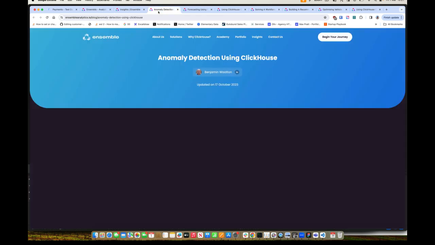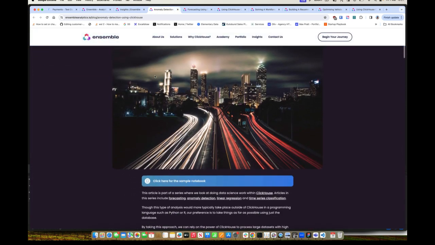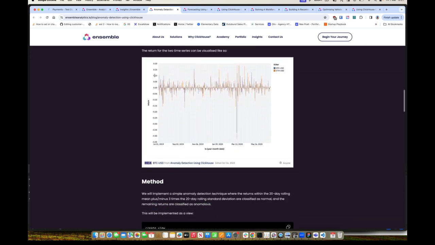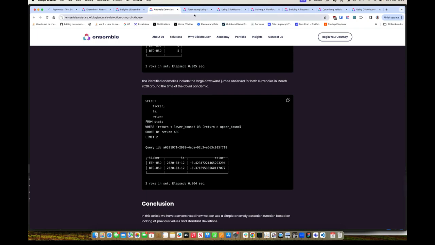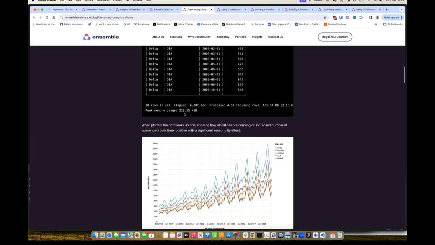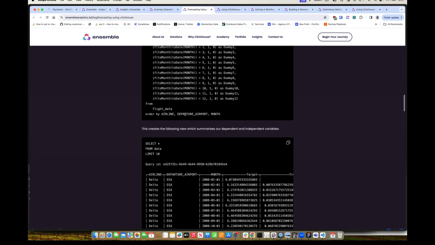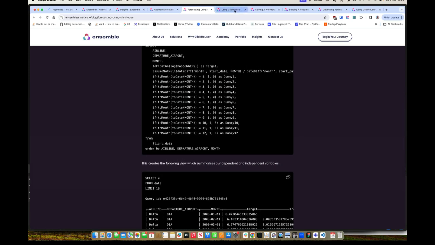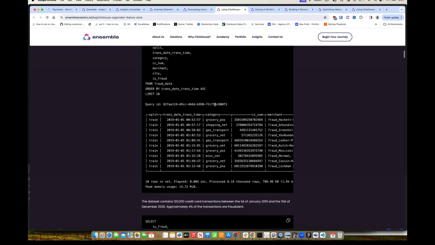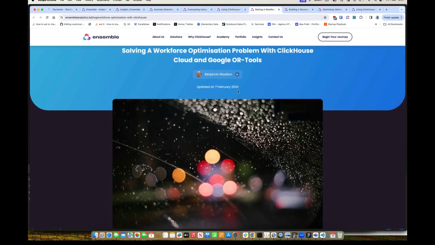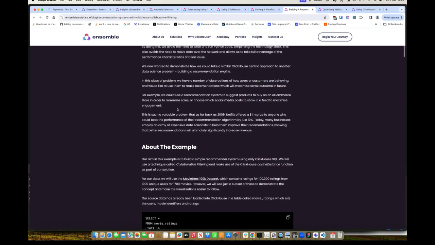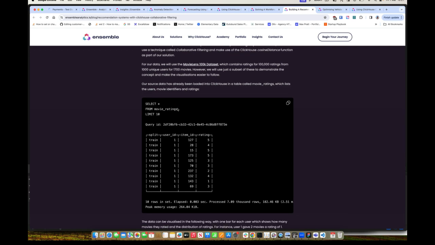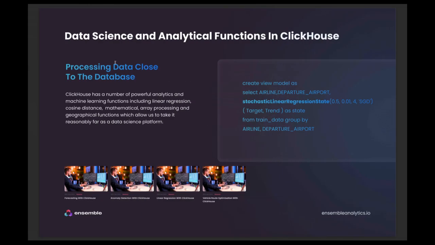If you check our website, we don't have time to go into this in great detail, but we have these articles. This one is about anomaly detection, and we have a very detailed walkthrough and code samples describing how we would do it. This one is forecasting. And again, if you look at these, it's all ClickHouse SQL based. This is about machine learning feature stores. This is about solving a resource optimization problem. And this is recommendation systems. So do check that out. I think this is a really interesting angle of exploration with ClickHouse.